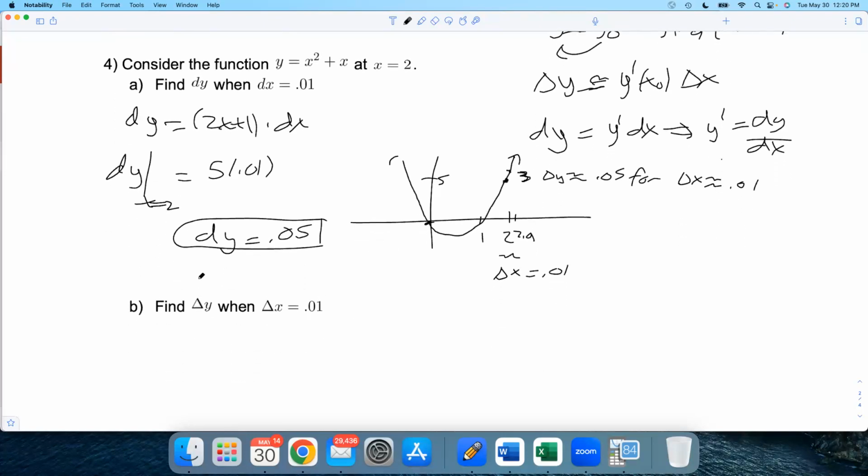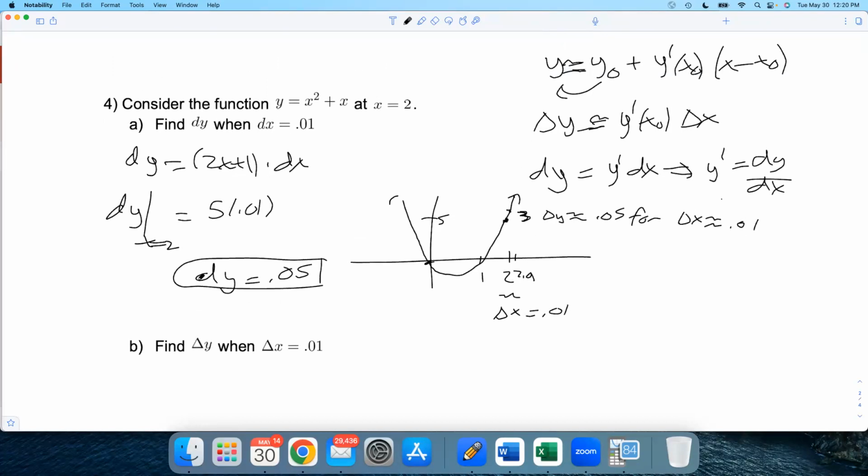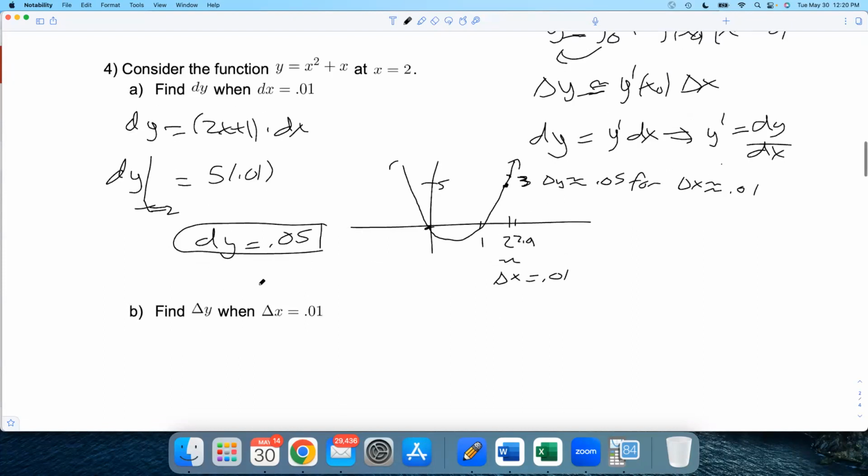Now, even when I took this class, this confused me. What's the difference between these problems? This is saying, I don't want approximately. Let's find the actual change in y. Let's find the actual new y value and subtract the two. So these are actuals. So I'm going to need y at 2 and y at 2.01, and then I'm just going to subtract those two.